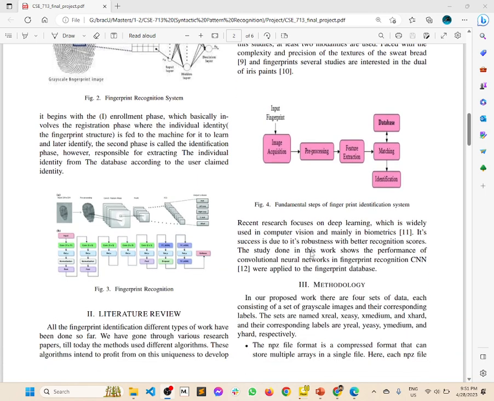Recent research focuses on deep learning, which is widely used in computer vision and mainly in biometrics. Its success is due to its robustness with better recognition scores. The study done in this work shows the performance of convolutional neural networks in fingerprint recognition. CNN was applied to the fingerprint database.